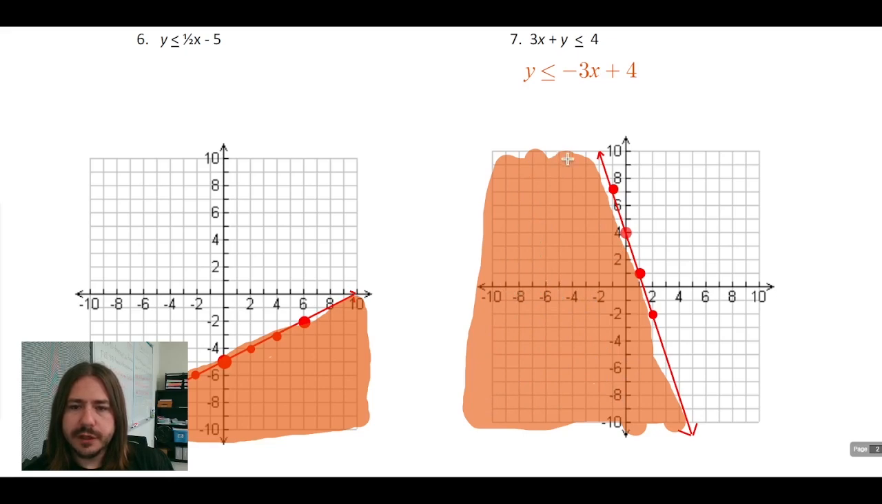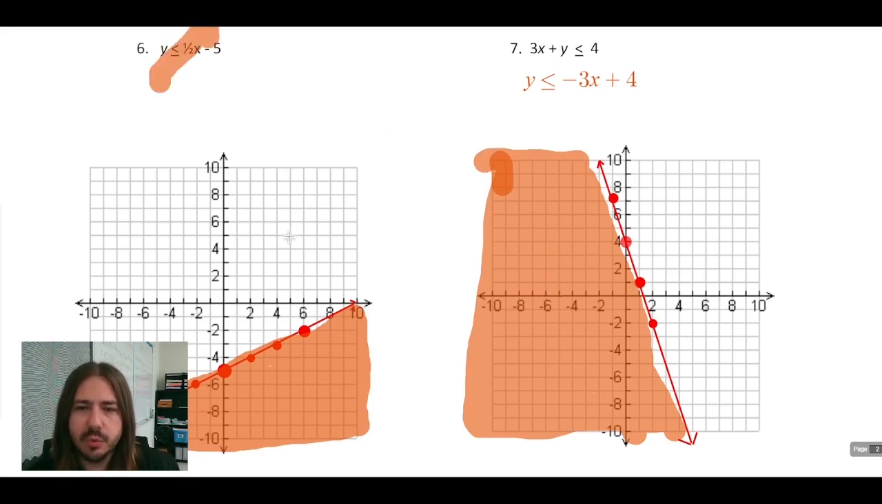Just kind of fill everything in here. Okay. It doesn't have to be perfect. You can see I'm being a little sloppy with some of these, but you just really want to communicate the idea that you know which side of the graph should be shaded in, which one contains all the solutions. Okay, so there's number 7. Let's move on to the next one.